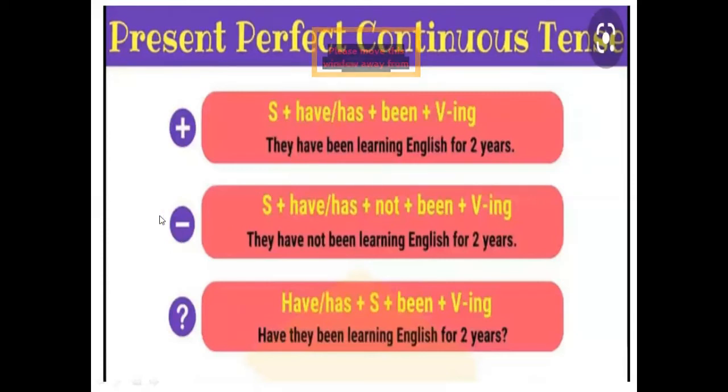Now in the negative sentence, the structure is subject plus have or has, then not, then been, then the first form of the verb with ing, and at the end of a sentence, we use an object. For example, they have not been learning English for 2 years.